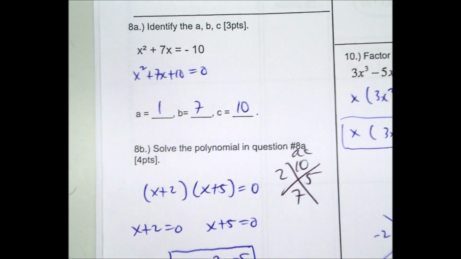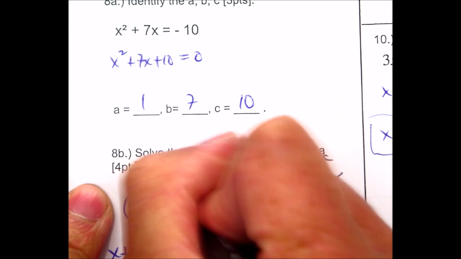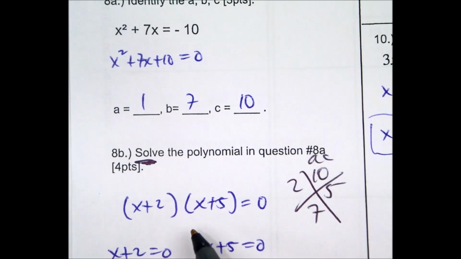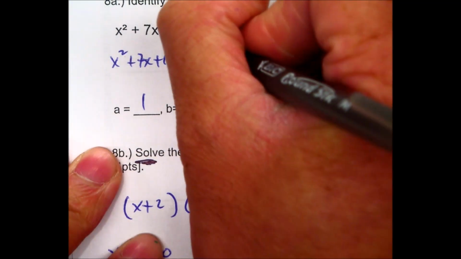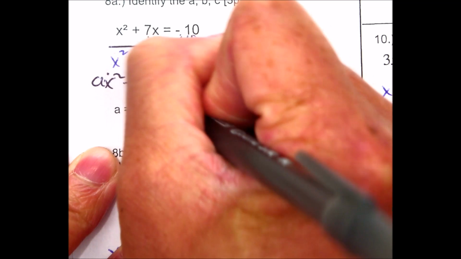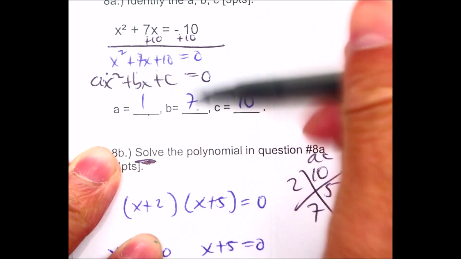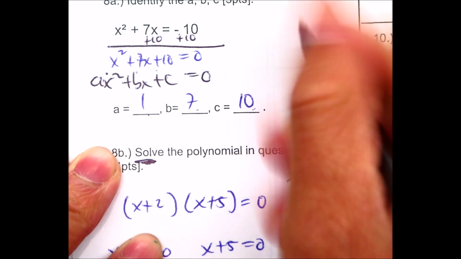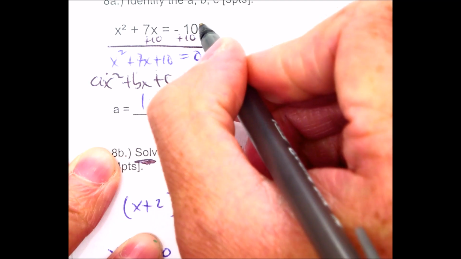Question number 8. All right. Now, anytime they ask you to solve, you need to set this equal to 0. This is not equal to 0, so you're going to have to add 10 to both sides. You'll get x squared plus 7x plus 10. So this is in standard form of a quadratic. So your A value is positive 1, B value is 7, and your C value is 10. Common mistake is to think that your C value is negative 10. Notice how it's on the other side of the equation.